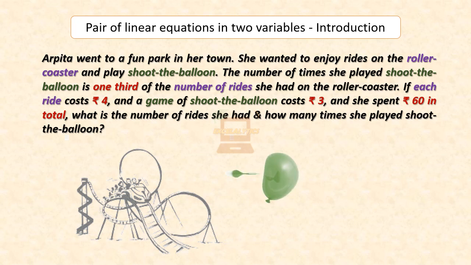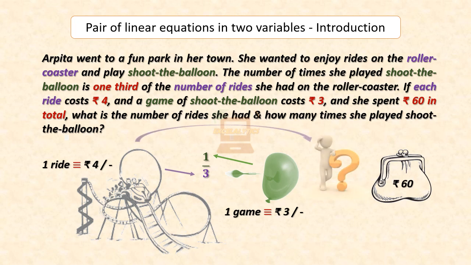The number of times she played shoot the balloon is 1/3 of the number of rides she had on the roller coaster. If each ride costs ₹4, and a game of shoot the balloon costs ₹3, and she spent ₹60 in total, what is the number of rides she had and how many times she played shoot the balloon?